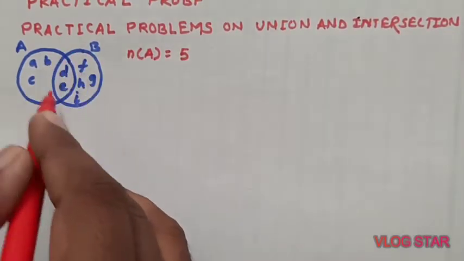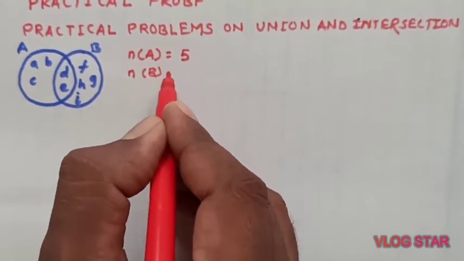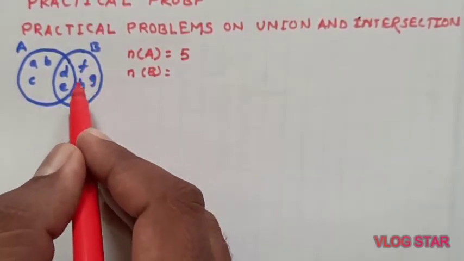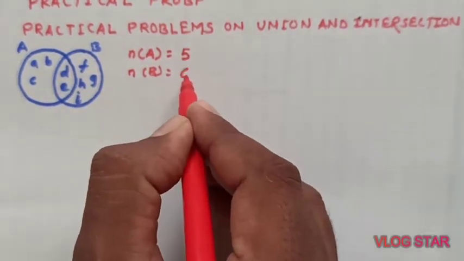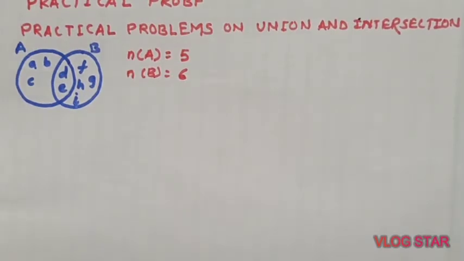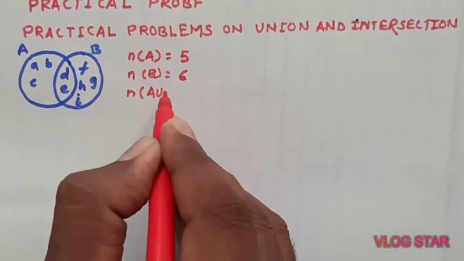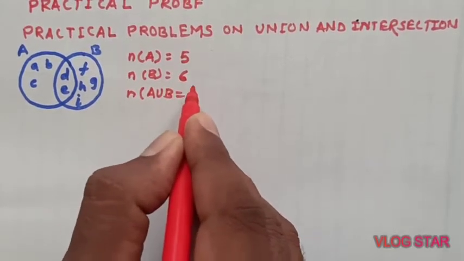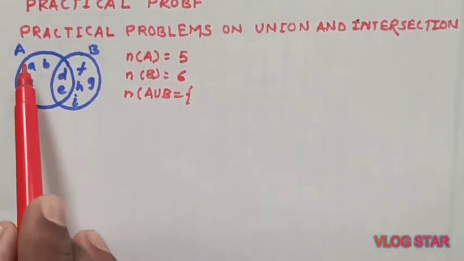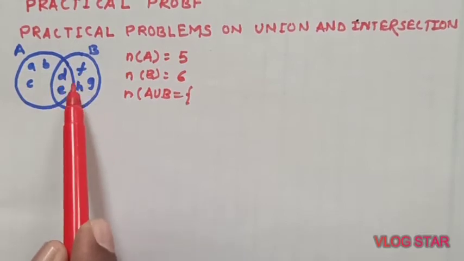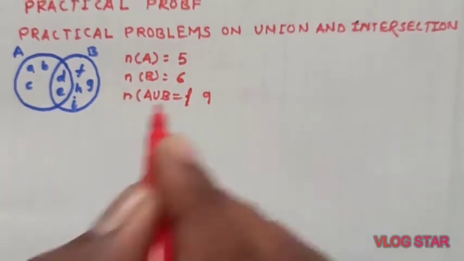Now count the number of elements from set B. That is n(B). And the counting comes again 1, 2, 3, 4, 5 and 6, because d and e are a part of B. 6. Now my question is, how many elements are there in A union B? Means overall together how many elements are there? We will count 1, 2, 3, 4, 5, 6, 7, 8 and 9. So there are 9 elements.